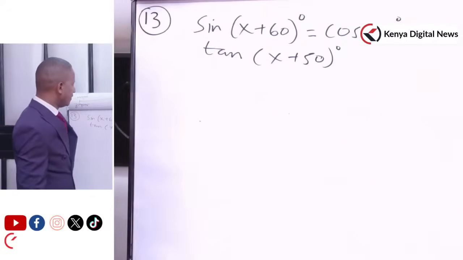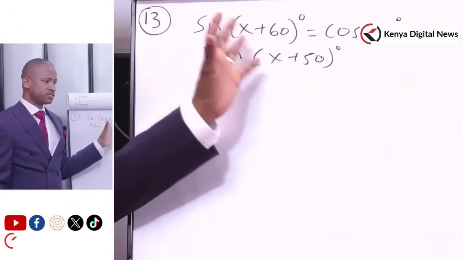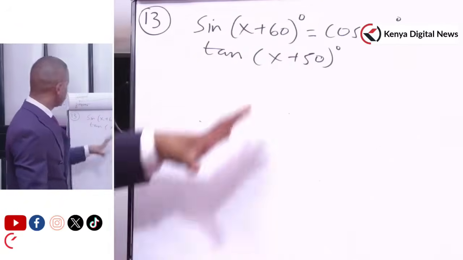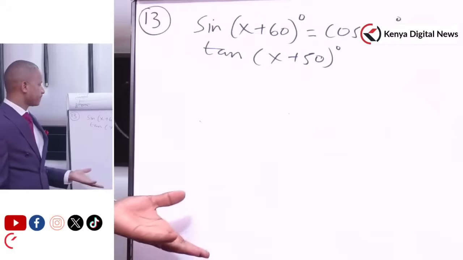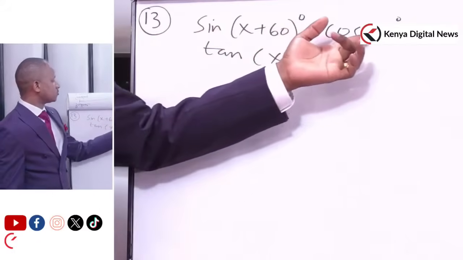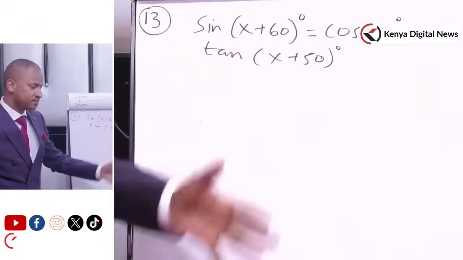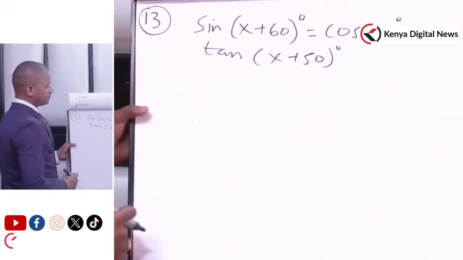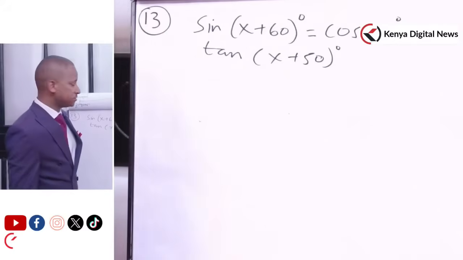Class, I want to explore the different ways by which this can be set, and I want to deal with this in detail so that any question that comes on trigonometry, you will automatically score it. Sine (x plus 60) equals cos 2x. Find tan (x plus 50). Now, number one rule, we are going to do the identity triangles.